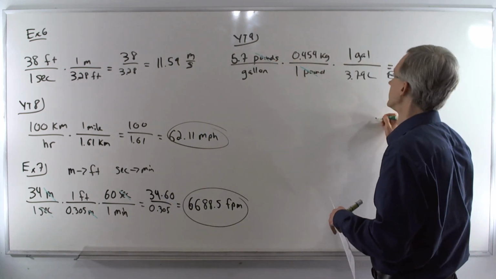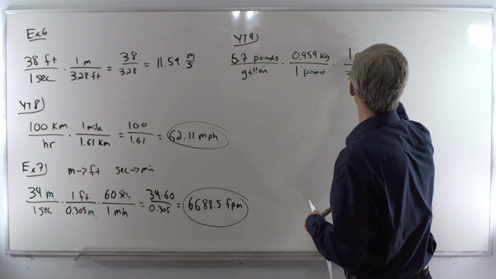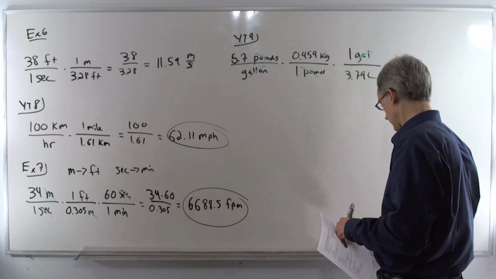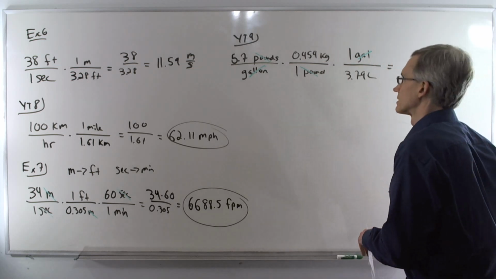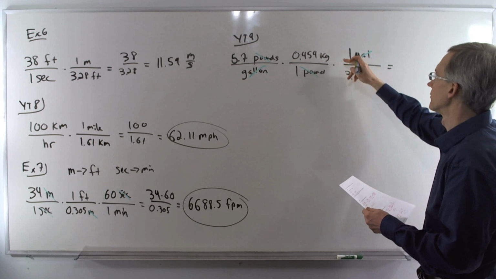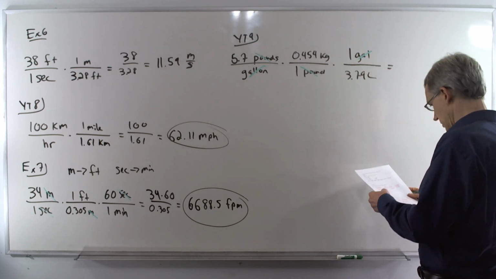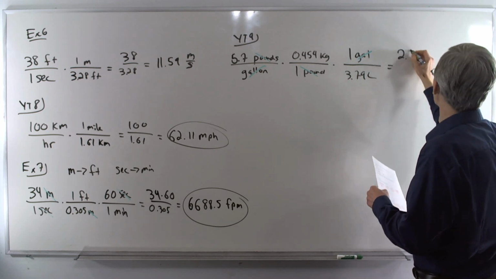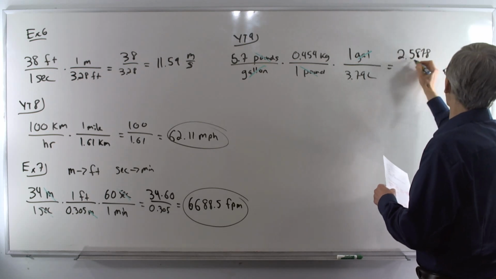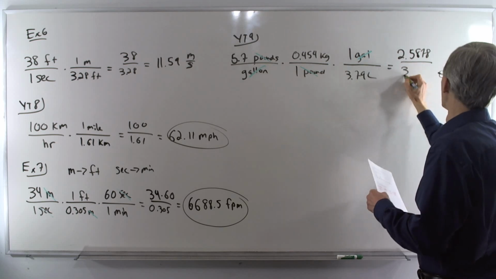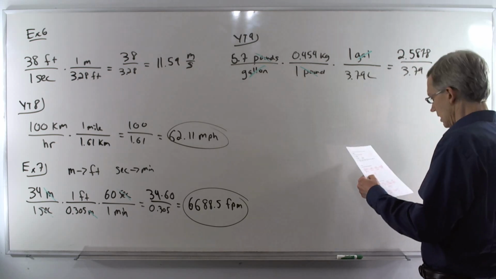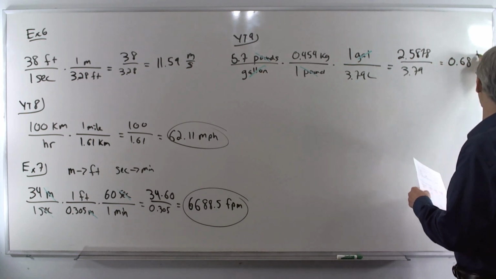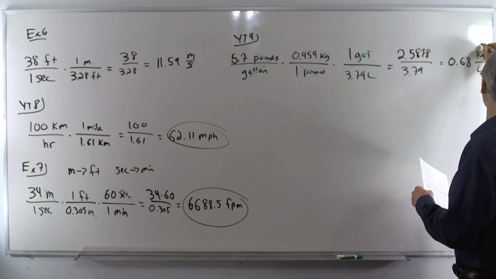Pounds cancel. And gallons cancel, leaving kilograms per liter. Now we multiply straight across on top. 5.7 times 0.454, we get 2.5878 on top, and on the bottom, 3.79. Divide that out, get 0.68 kilograms for every liter.